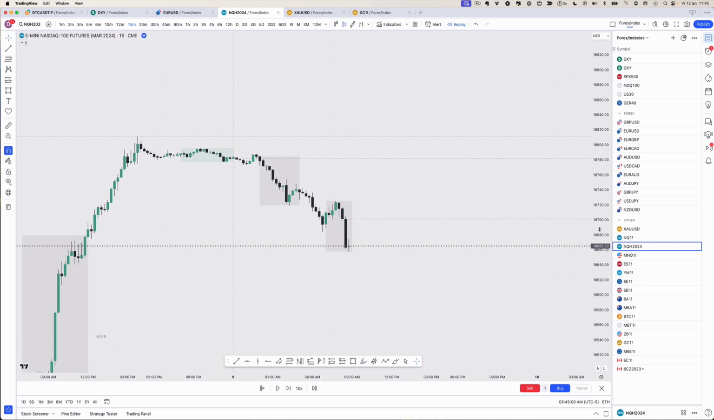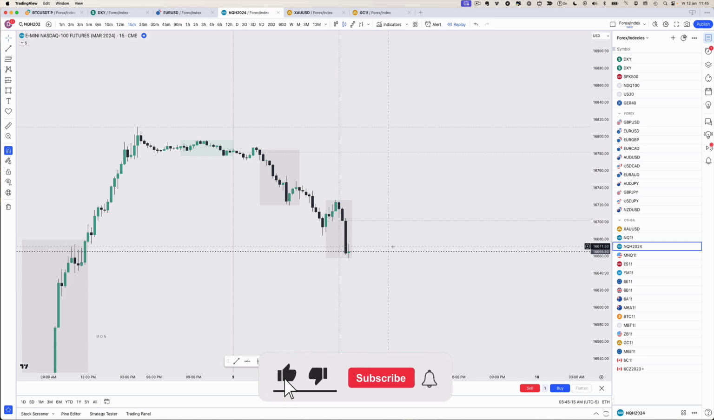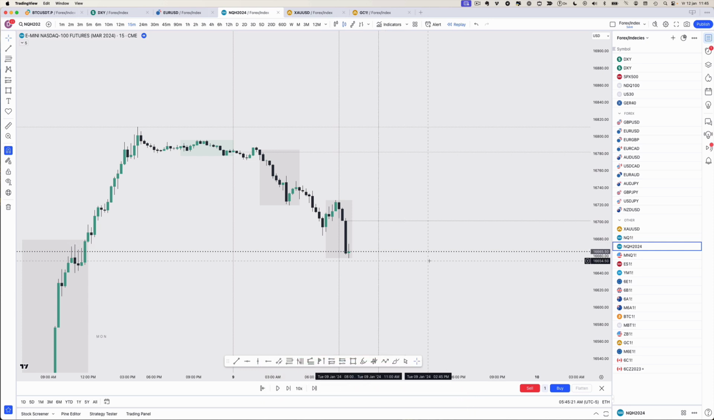So what you see over here is that we made a move lower during London. So this was Asia. This is our London kill zone. And right now the kill zone of New York has started. So if we mark out the 8 a.m., let's make a vertical here until around 11. Like that.